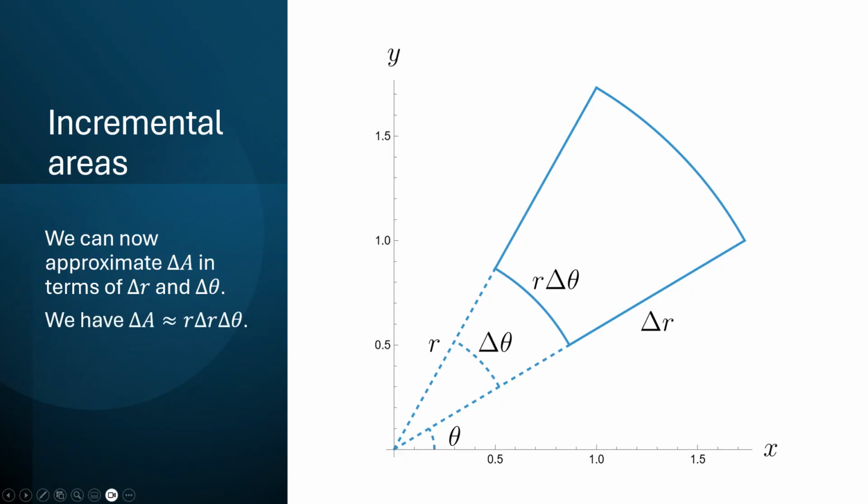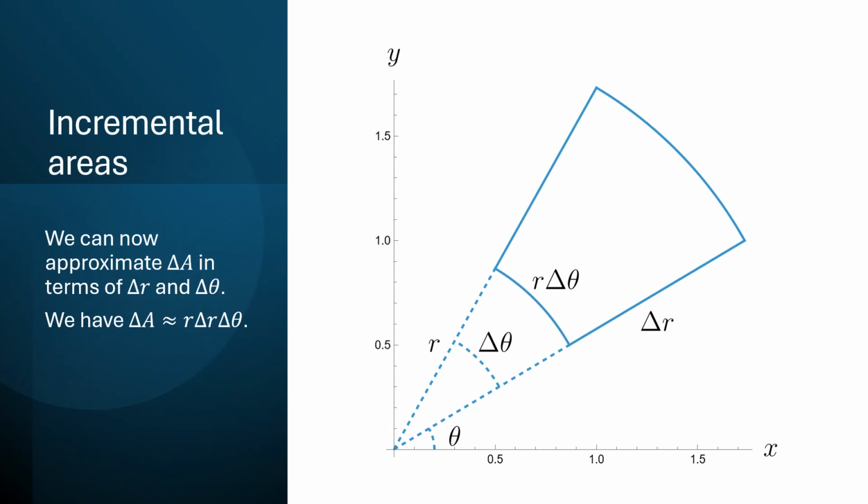If this is small and looks like a rectangle, then one side of the rectangle is r delta theta, and the other side of the rectangle is delta r. And so the area of this is approximately r times delta r times delta theta. Again, it doesn't look like that in the picture because I've exaggerated the size of delta r and delta theta. But you can imagine that as these get smaller and smaller, this becomes more and more like a rectangle.